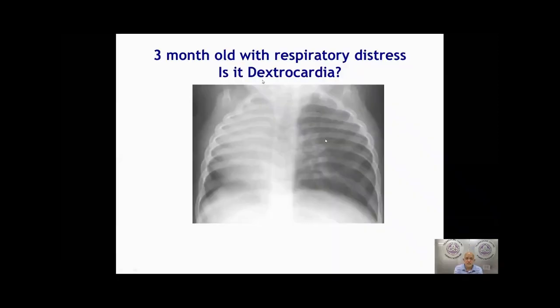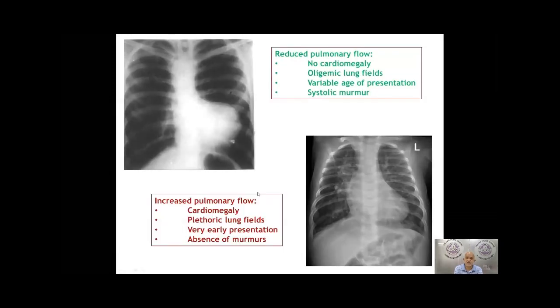What about this X-ray? You can see that the heart is positioned on the right side, but the left side of the lung is markedly hyperinflated. So this is a dextrocardia because of a problem with the lung. A hypoplastic right lung is causing this problem.